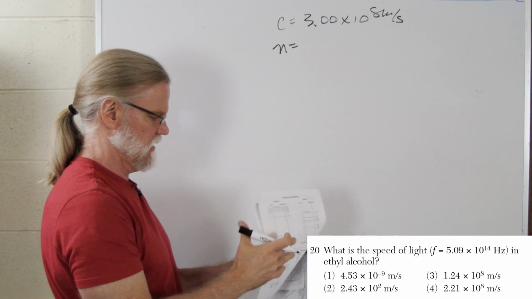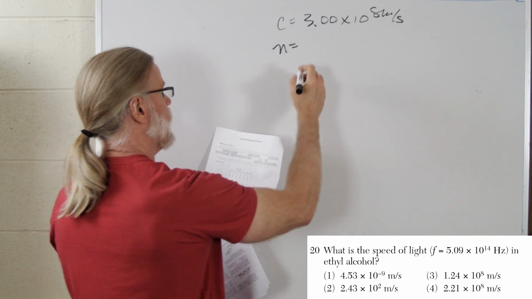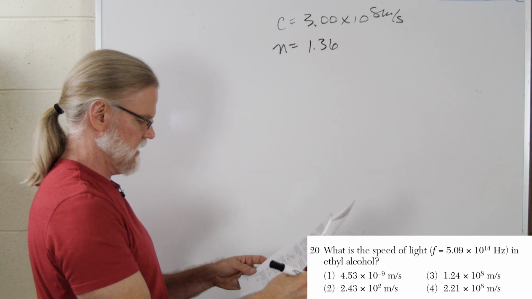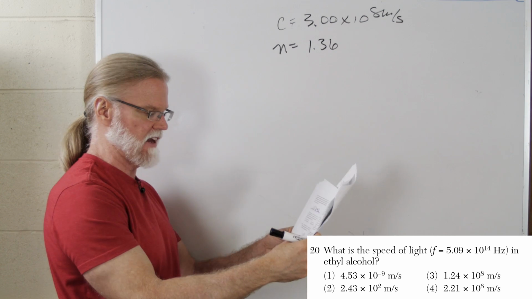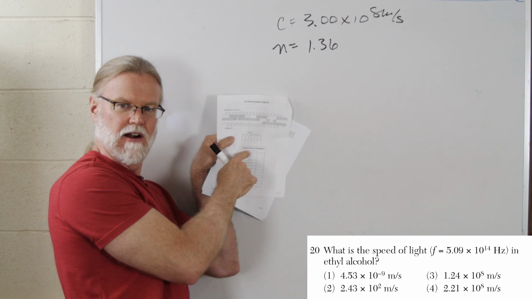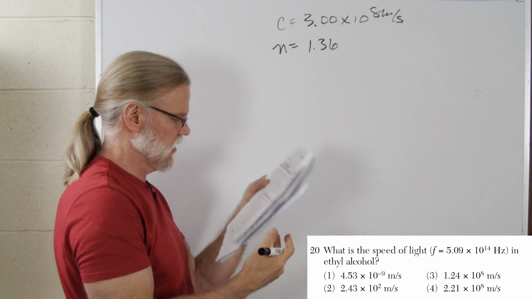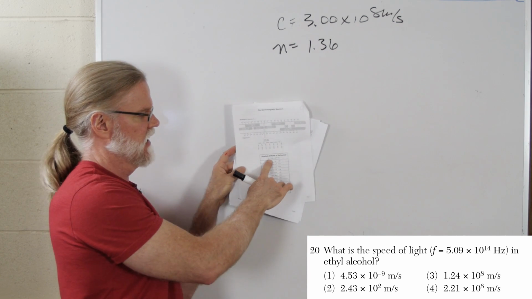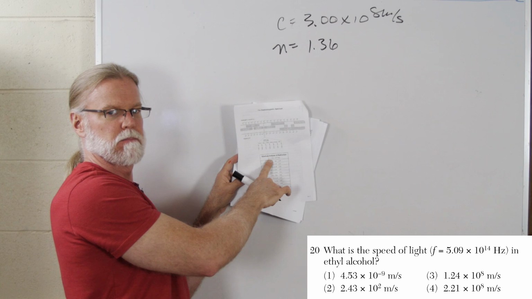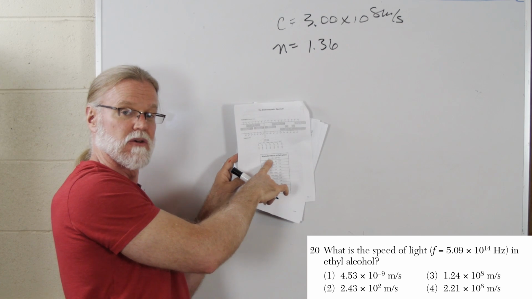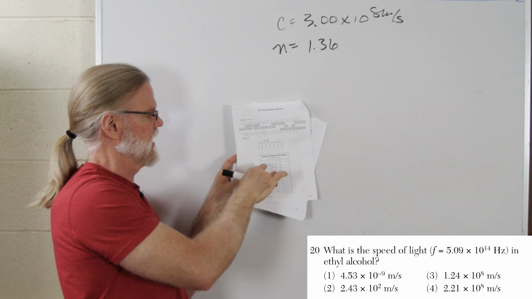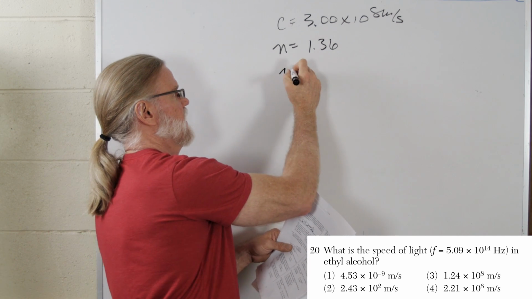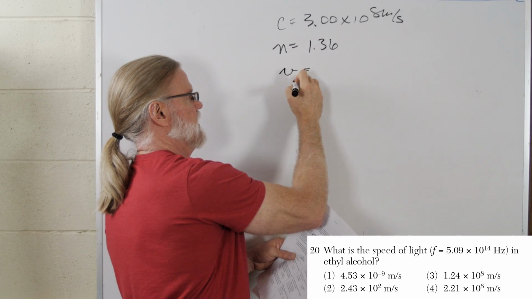Ethyl alcohol, 1.36 is the index of refraction in ethyl alcohol. Oh, and they gave us the frequency. Why did they give us that? So that we could use our reference table for ethyl alcohol. Of course, that tells us that the index of refraction is a function of frequency. At a different frequency, different color or type of electromagnetic radiation, that would be different. What is the speed in ethyl alcohol?